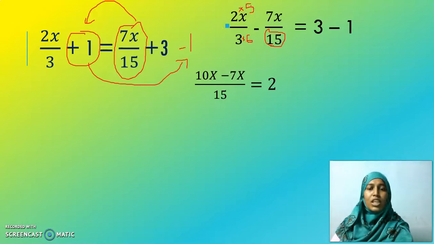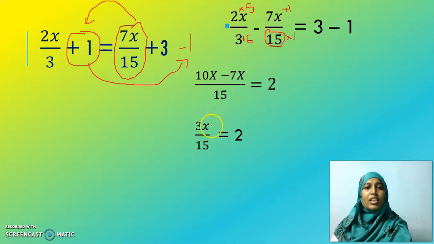So what is 2 5s? 10. 10x minus, here we already have 15. What is there in the LCM? So 15 ones are 15. So here also we will multiply with 1 and we will get the same 7x. What is 10x minus 7x? 3x. By 15, as it is, equals 2 as it is.